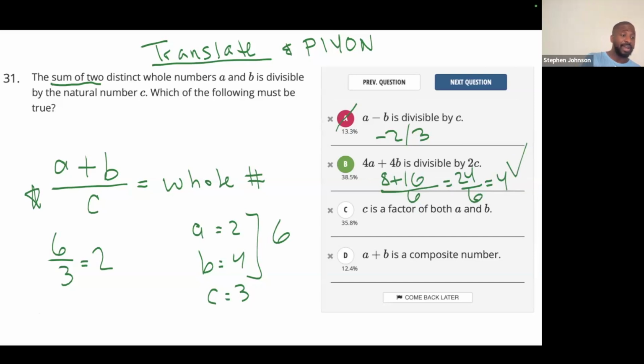No, 3 is not a factor of 2, and 3 is not a factor of 4. So C is gone. And choice D, A plus B is a composite number. No, it's not. Okay, so that's just not true. So then the answer is choice B.